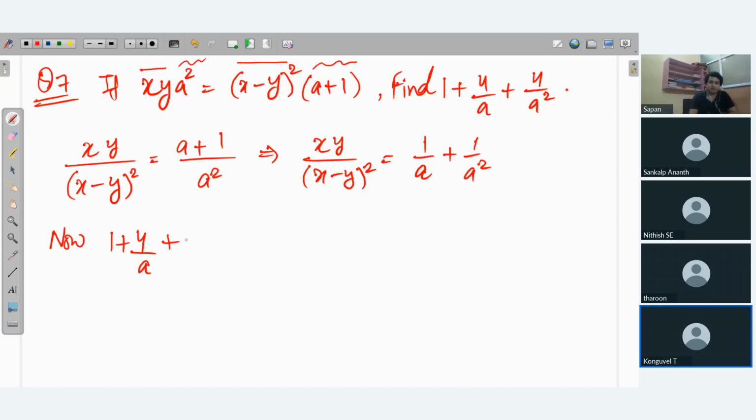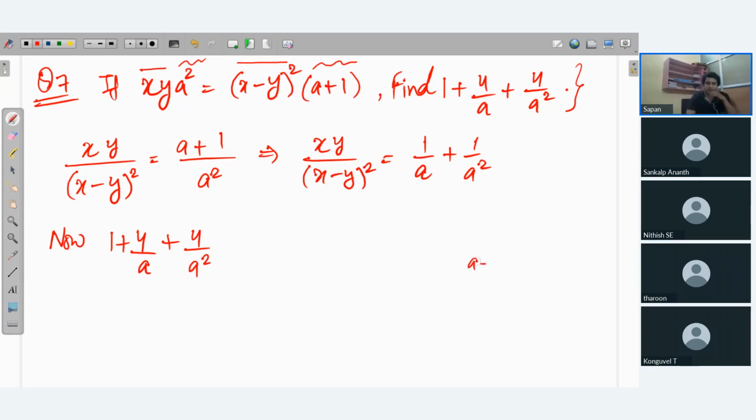Now the expression which we want to find is 1 plus 4 by a plus 4 by a square. Sir, wait, I have a doubt. Sir, when you made a plus 1 by a square, is it into a by 1 by a plus 1 by a square? How did you do it, sir?